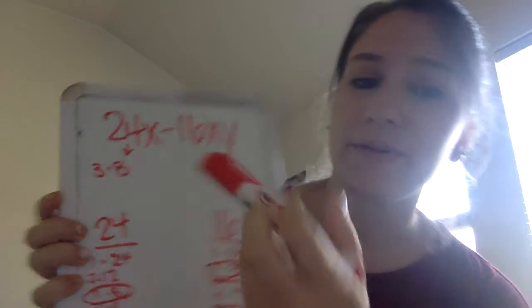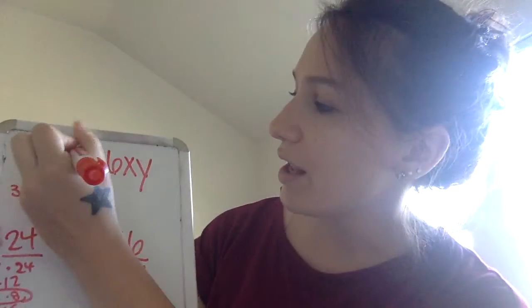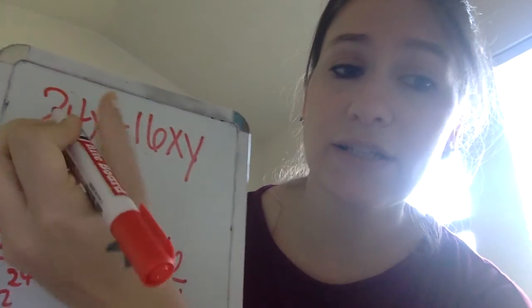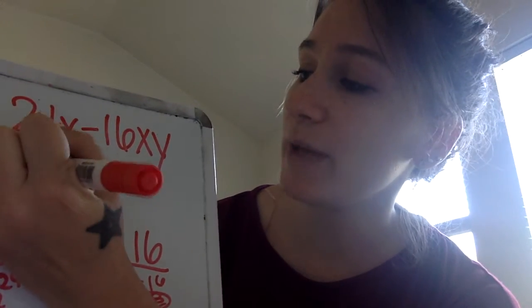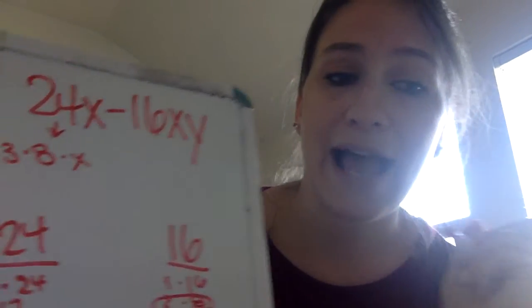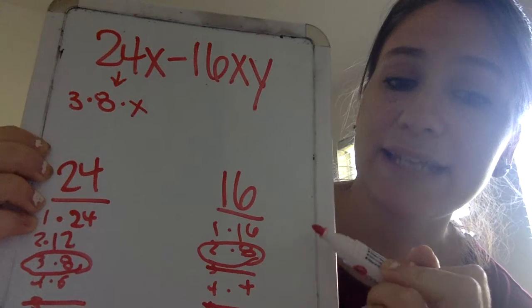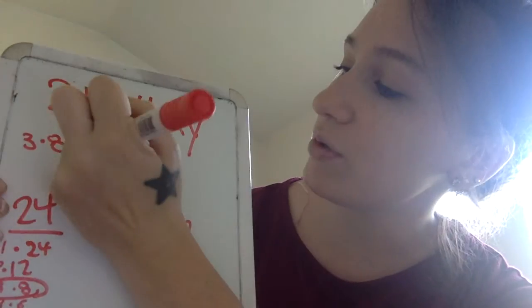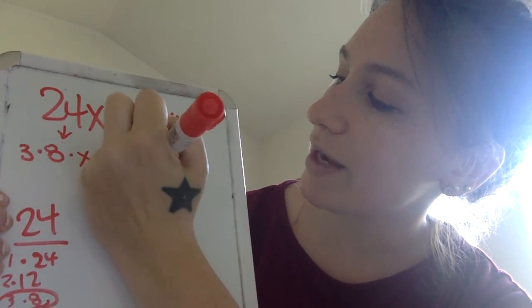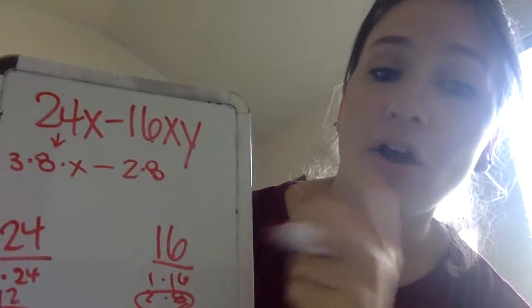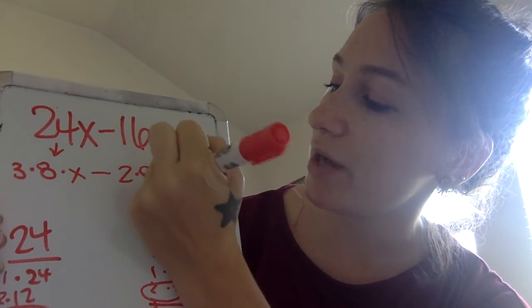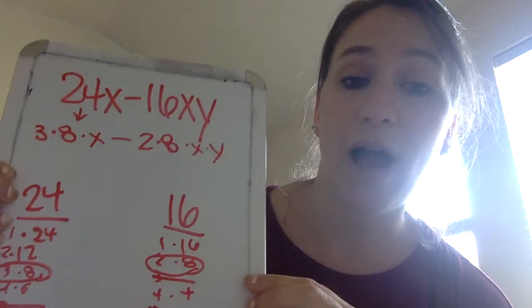Anyway, so we think we left off at 24 equals 3 times 8. So we know that 24 is 3 times 8. We're using that factor. And we also know we have an x here. And since they're smushed together, that means I'm multiplying. So 3 times 8 times x also. Now this 16 I'm going to replace with a 2 times 8. So 2 times 8. And I also have an x and a y smushed here. So times x times y.